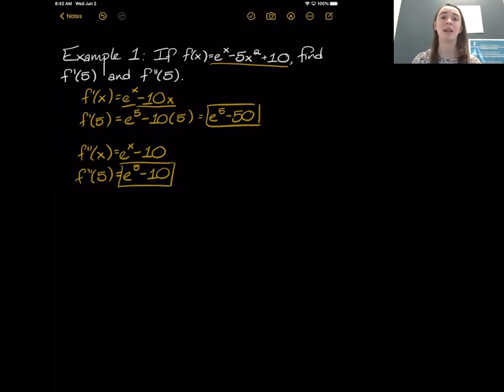So we have two key ideas here. To evaluate a derivative at a point at a specific x value, we first find the general derivative function, and then we plug in the specific x value. To find a second derivative, we simply take the derivative of the derivative. We take the derivative of f prime.